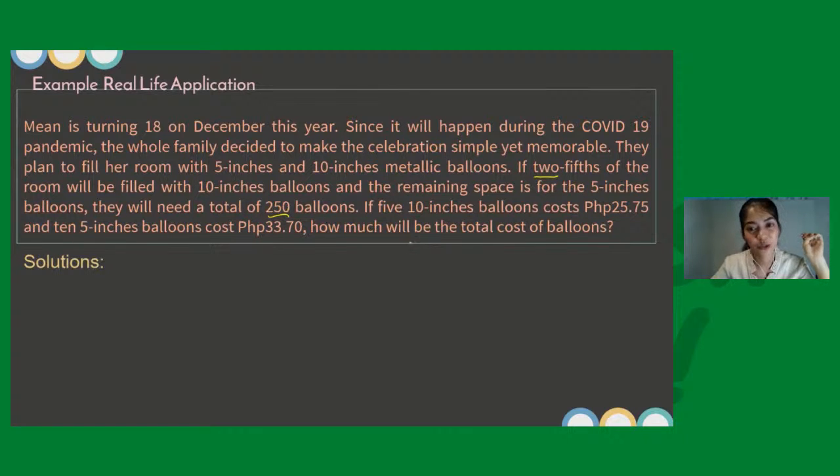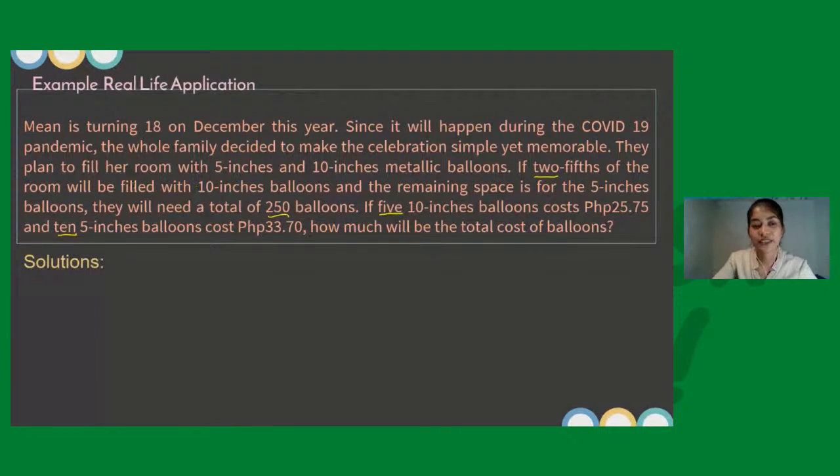250 balloons in total. So if 5 10 inches balloons cost 25 pesos and 75 cents, and 10 5 inches balloons cost 33 pesos and 70 cents, how much will be the total cost of the balloons? So we are going to solve the total amount that they are going to expend in the balloons.